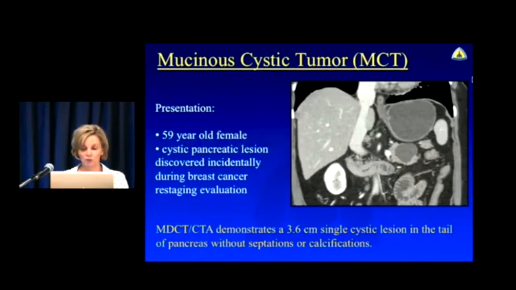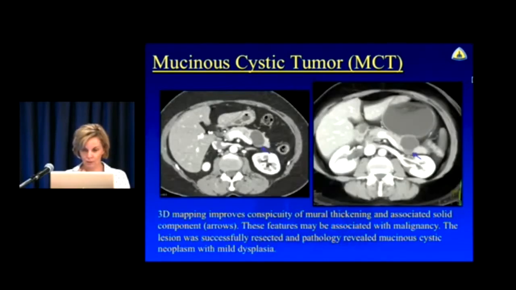Here's another patient, looks very similar. It's a tail lesion in a female. And what you see, it's 3.6 centimeters, so size-wise, we're already going to be a little bit concerned. No septations, no calcifications. 3D mapping shows it again and shows a little bit of soft tissue thickening where you see the arrow there posteriorly, so that's a little bit of a worrisome feature.